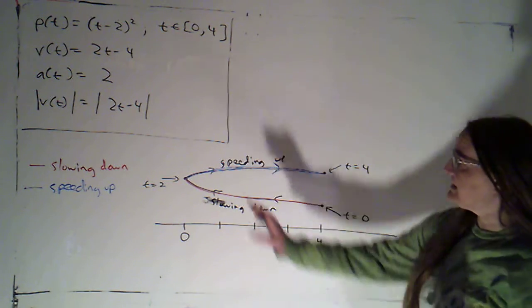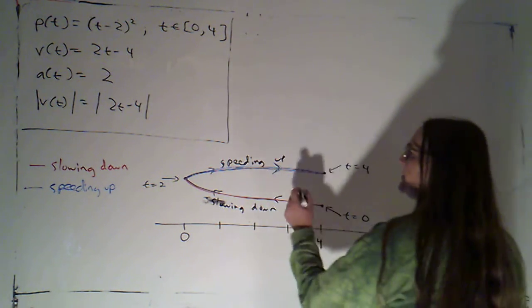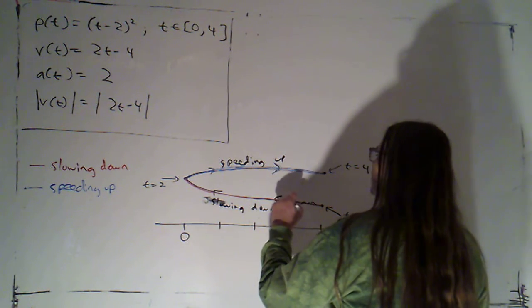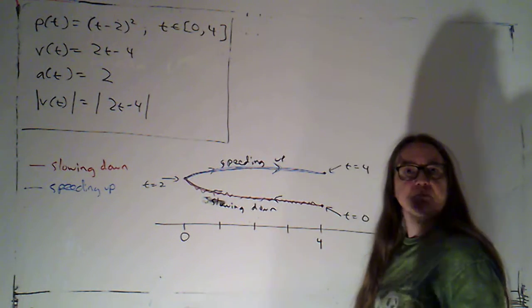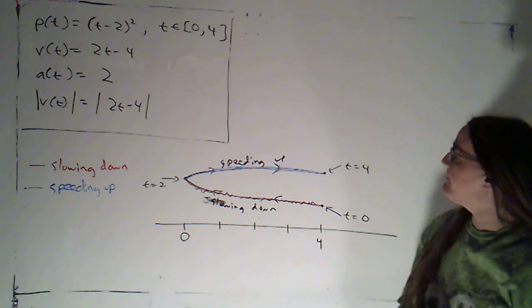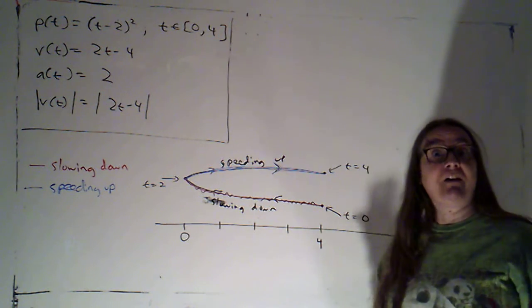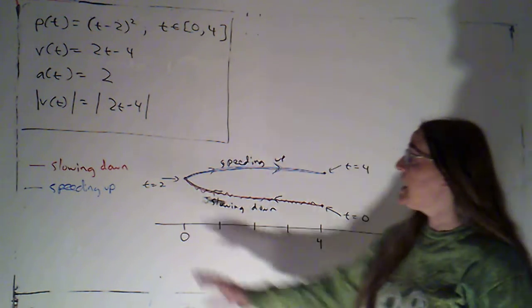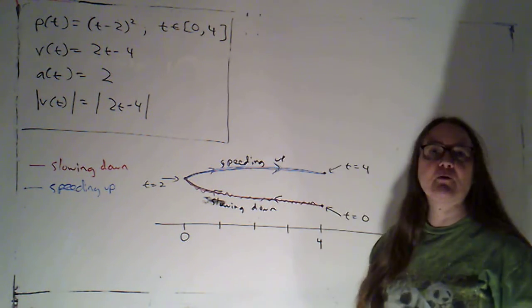Or I could, instead of using colors, use a different sort of line. I could do something like, okay, I'm going to be slowing down when I have a squiggly line, something like that. Okay, but I may very well ask you to draw a diagram like this where you do find some way of showing me the intervals where we're speeding up or slowing down. So I just wanted to show you how that could be done.